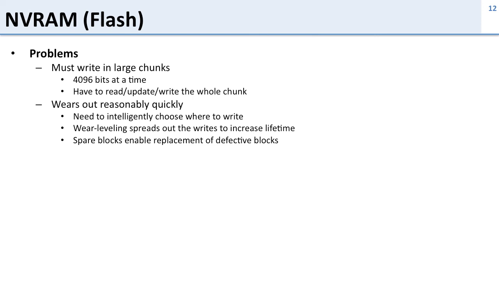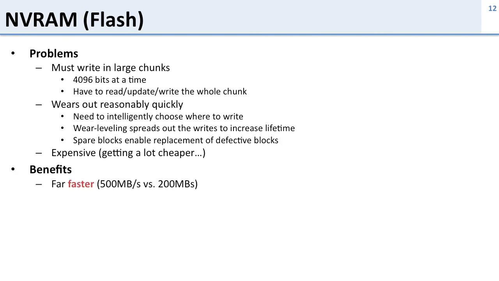So we need to intelligently choose where to write. We need algorithms that spread out the writes to increase the lifetime, and we need a lot of spare blocks in our flash so that if we detect a block that isn't working anymore, we can swap in a new one. The biggest problem, however, is that flash is expensive, but it's getting a lot cheaper.